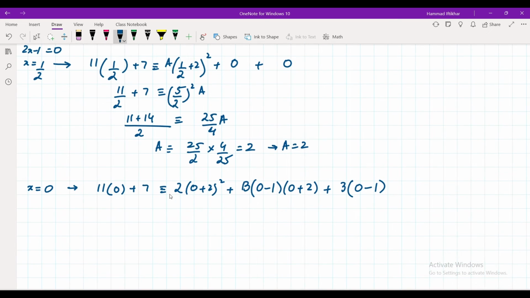All right, so let's simplify. 0 plus 7 is just simply 7. 2 squared is 4. 4 times 2, 8. Minus B times 2, so minus 2B, plus 3. Sorry, minus 3.